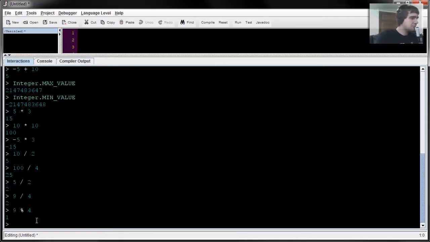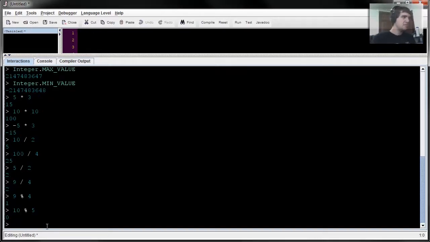So what is 10 % 5? 10 divided by 5 is 2, and there is no remainder, so the remainder is 0. A good way to use remainder is to find out if a number is even, because all even numbers are divisible by 2. So 10 % 2 is 0, which means 10 is an even number.